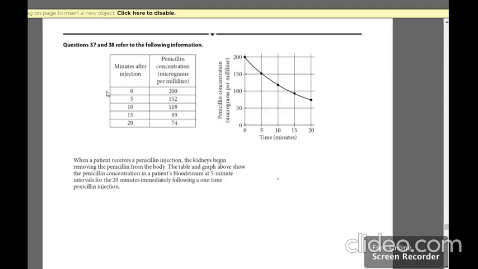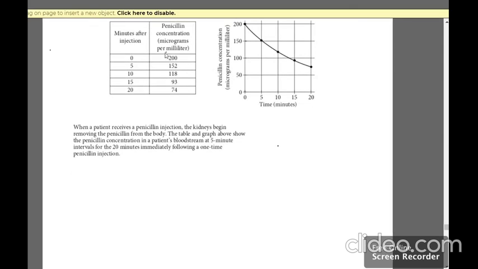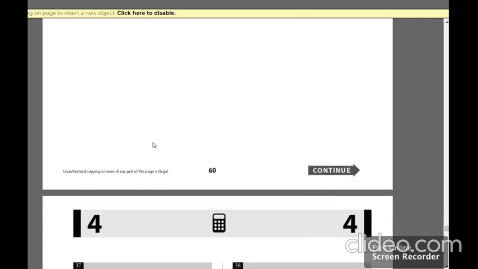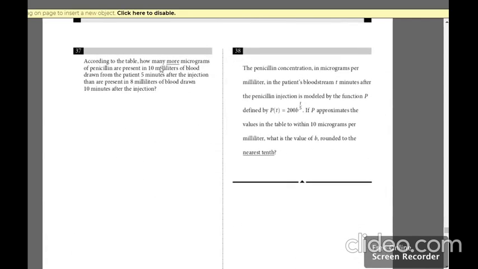Now towards the last set of questions, 37 and 38, we have two tables given. One is micrograms per milliliter and minutes after the injection. We will check carefully what is given there. According to the table, how many more micrograms of penicillin are present in 10 milliliters after 5 minutes than in 8 milliliters after 10 minutes? We have to keep this in mind.